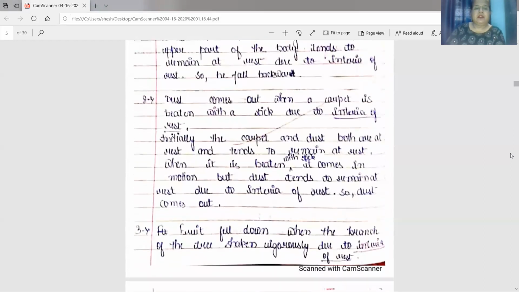Initially, the carpet and the dust both are at rest and tend to remain at rest. When the carpet is beaten with a stick, it comes in motion, but the dust tends to remain at rest due to inertia of rest. So it comes out of the carpet.